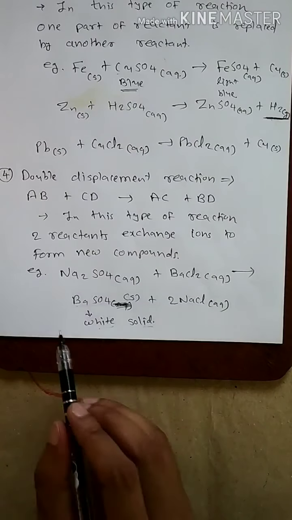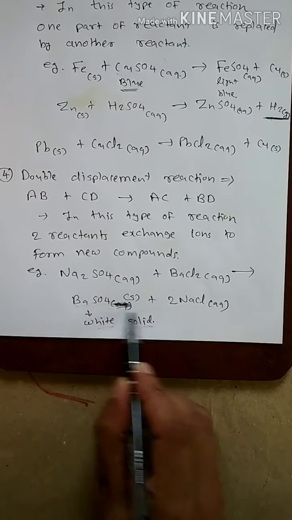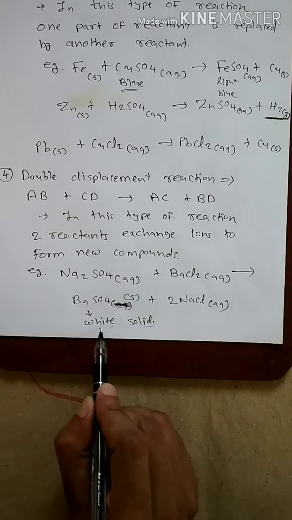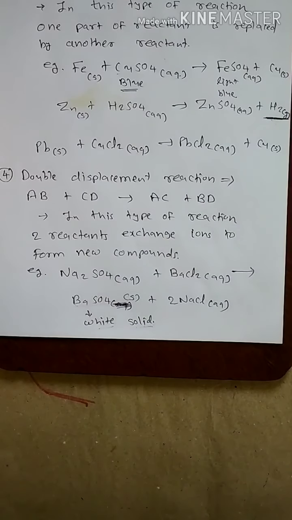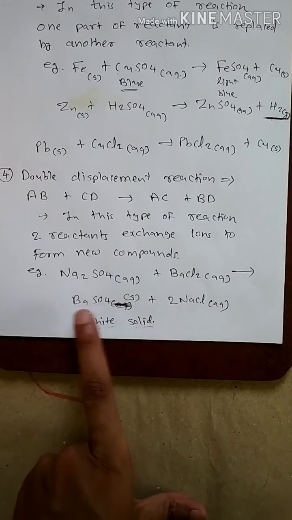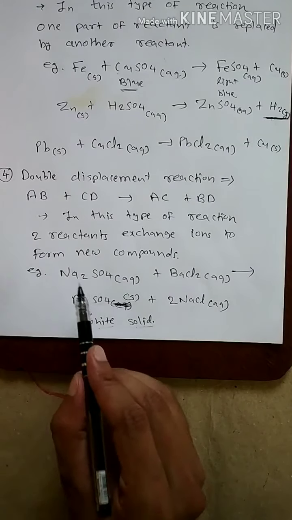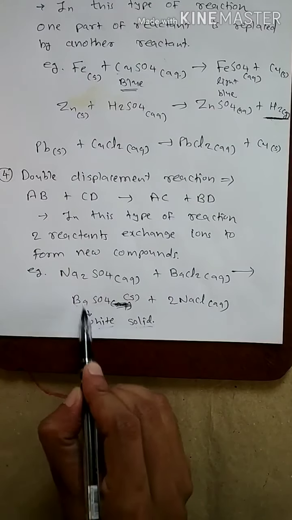Its solution will be formed. BaSO4 you can see will be in white color solid form. Okay, so here observation is white colored solid. We can observe that white color solid is of BaSO4. Okay, here you can see Na and Ba, they are changing their place, as well as here Ba and Na, they are also changing their place. So it is double displacement reaction.